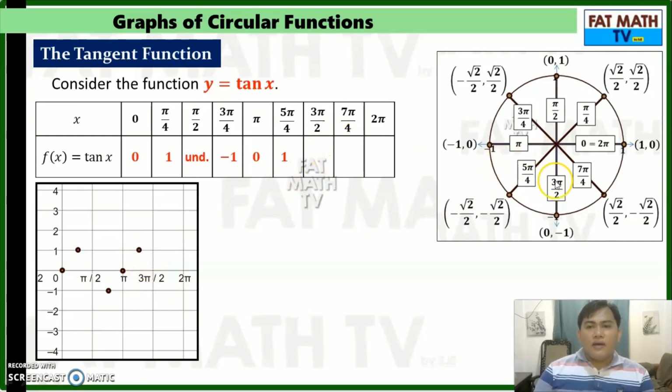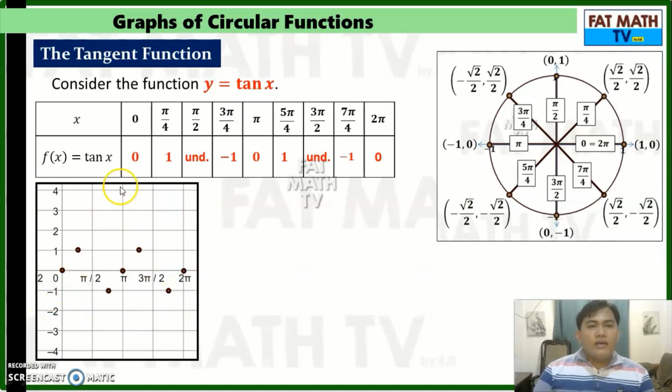And then for 3 pi over 2, that's undefined also because that's over 0. So this 3 pi over 2 is also not in the domain of the function y equals tangent x. And then for 7 pi over 4, this over this, that's negative 1. So 7 pi over 4 is here, so negative 1. And then for 2 pi, we will go back to 0.